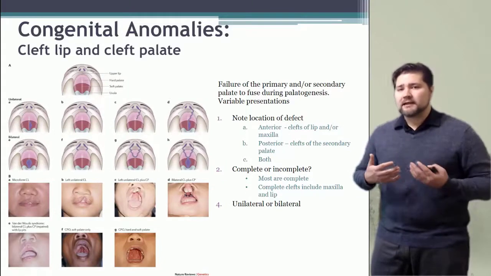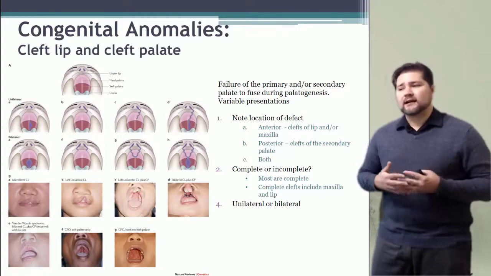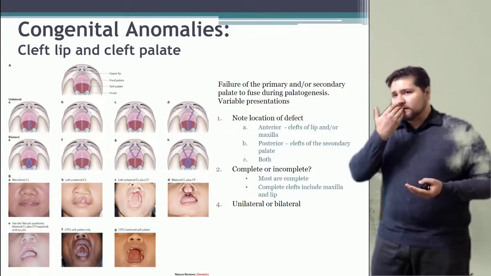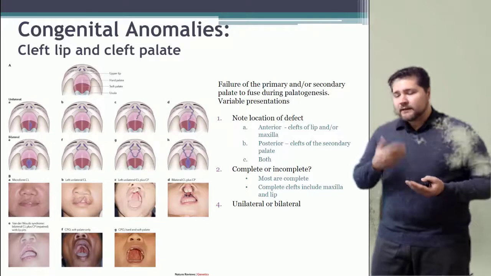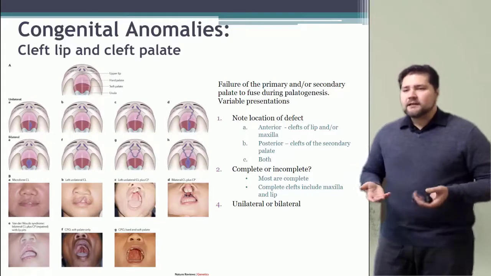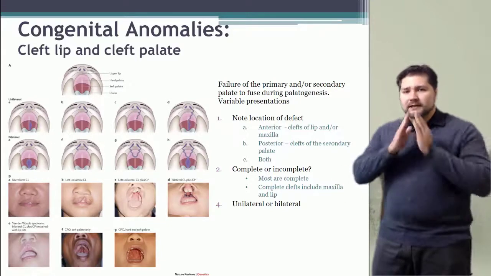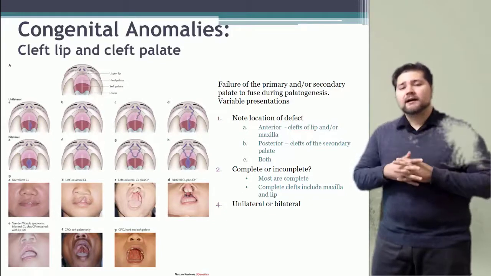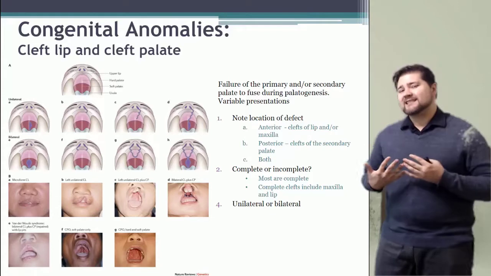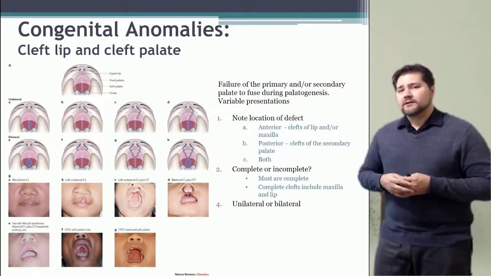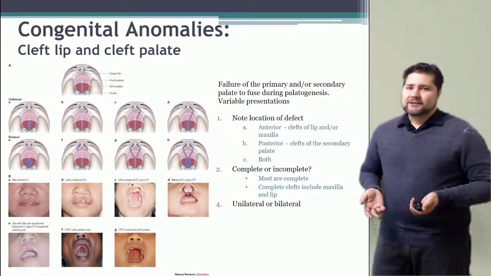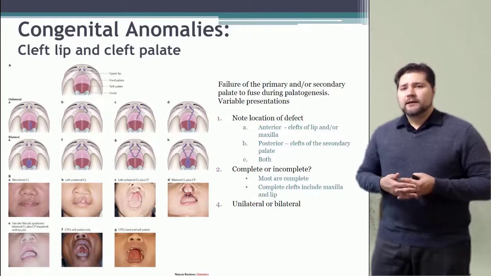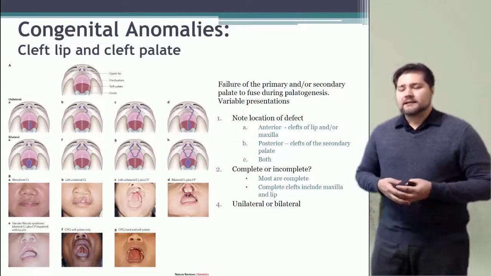Additionally, you want to look at, is it going to be complete or incomplete? So most of these are going to be a complete lack of fusion, which sounds kind of counterintuitive. But if it's complete, it's going to involve pretty much the lip and the maxilla. And then the other thing is, is it going to be unilateral or bilateral? Is it kind of along the midline? Do you see double clefts due to a lack of fusion, or is it just a singular cleft on one side or the other? So things to note. You won't really see these as a surgical specimen, but it's something that you would document if you were doing a pediatric autopsy, let's say.